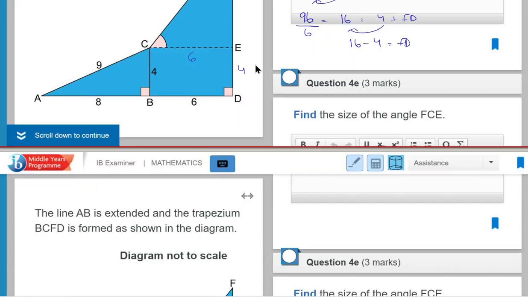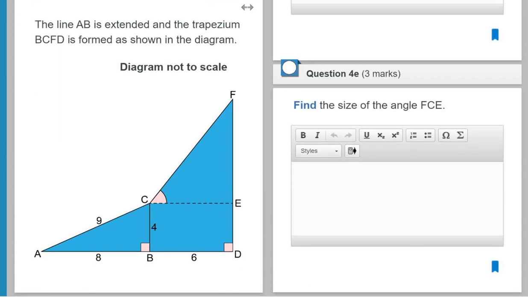Find the size of angle FCE. So we just calculated this entire length, which gave us an answer of positive 12, right? And this one was supposed to be positive 4. And this one was supposed to be positive 8, right? If this one was positive 8, this one is going to be positive 6, isn't it?